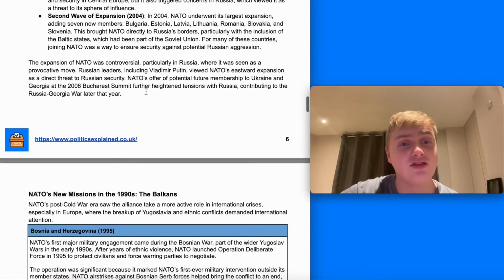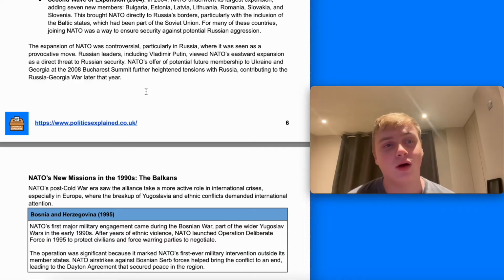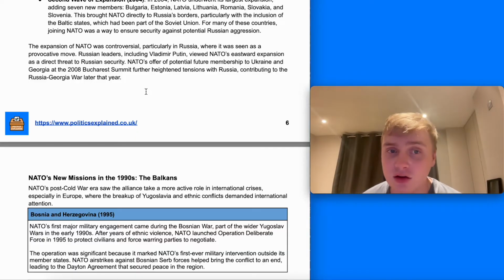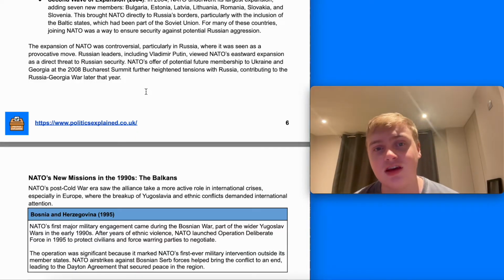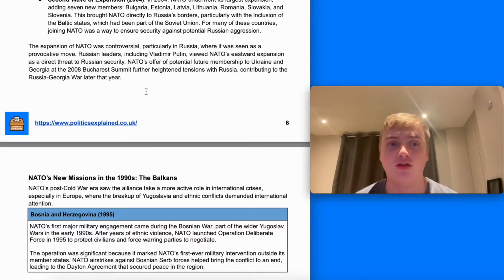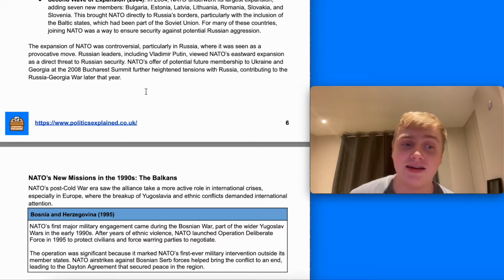The expansion of NATO was controversial, particularly in Russia, where it was seen as a provocative move. Russian leaders, including Vladimir Putin, viewed NATO's eastward expansion as a direct threat to Russian security, and its offer of potential future membership to Ukraine and Georgia at the 2008 Bucharest summit further heightened tensions with Russia, contributing actually to the Russia-Georgia war later that year.